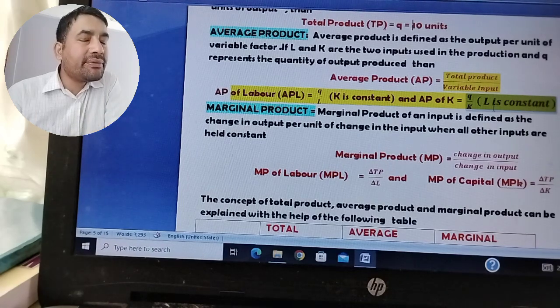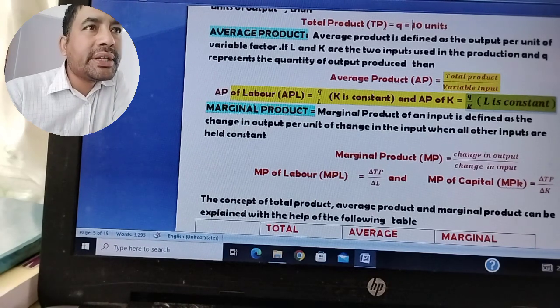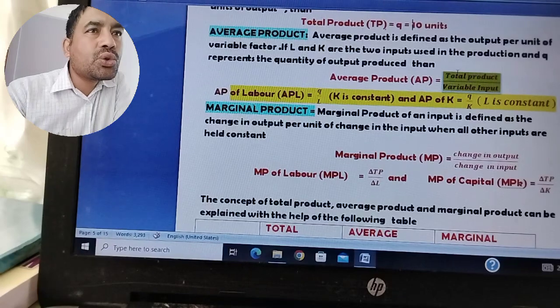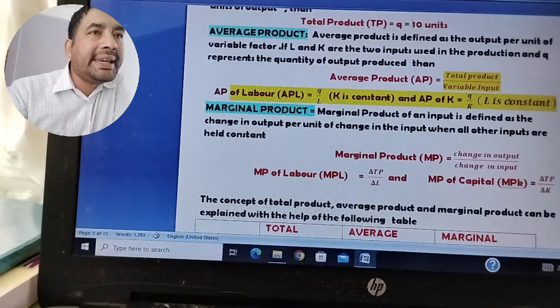So average product is defined as the output per unit of a variable factor. Average product means total output divided by Q. So average product of labor means Q by L, and average product of capital means Q by K.